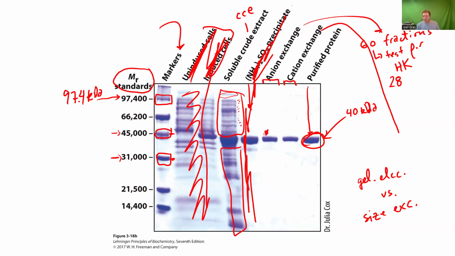Now, for cation exchange chromatography, again, you collect 60 fractions. You're again going to test for hexokinase. And let's say in this case, it's fraction number 10. You see that, oh, okay, fraction 10 has hexokinase. This band right here that I've drawn these little stars by, that represents hexokinase. Does that make sense?